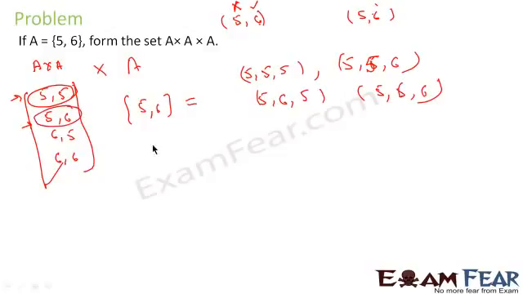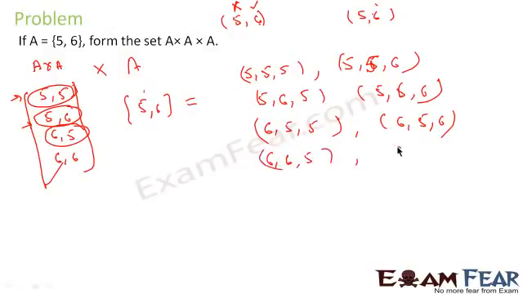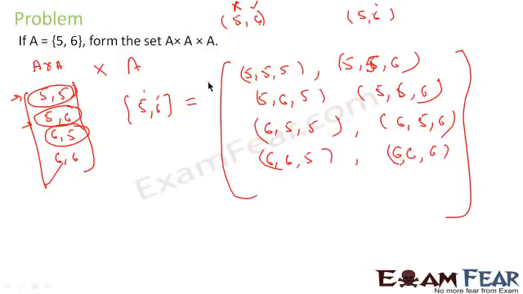This is also over. Now we have 6, 5. We'll take this element, 6, 5, 5, and then we'll say 6, 5, 6. Now we'll take the last element which is left here, 6, 6, and the first element of this, that is 5, and then we'll say again 6, 6, and the second element of this is 6. So this complete set is A cross A cross A.